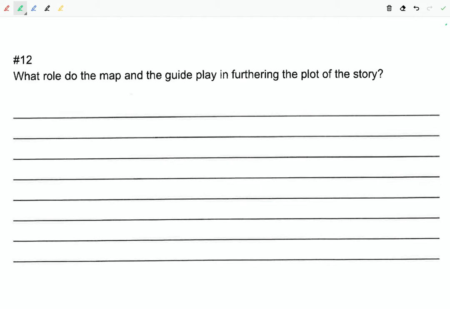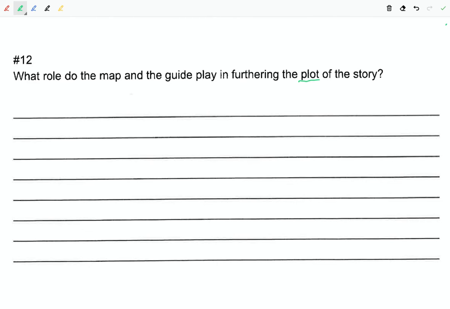And then here's number 12. It says, what role do the map and the guide play in furthering the plot of the story? The plot just means the storyline, the story, okay? That's the events in the story. When it says, what role do the map and the guide play? It's basically saying, how do the map and the guide help the story, okay? To make the story more detailed, or how is it helpful to the story, okay?